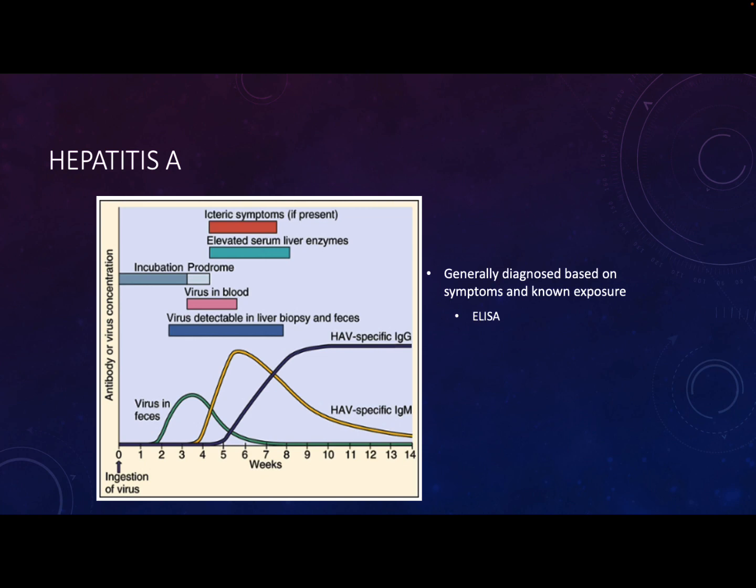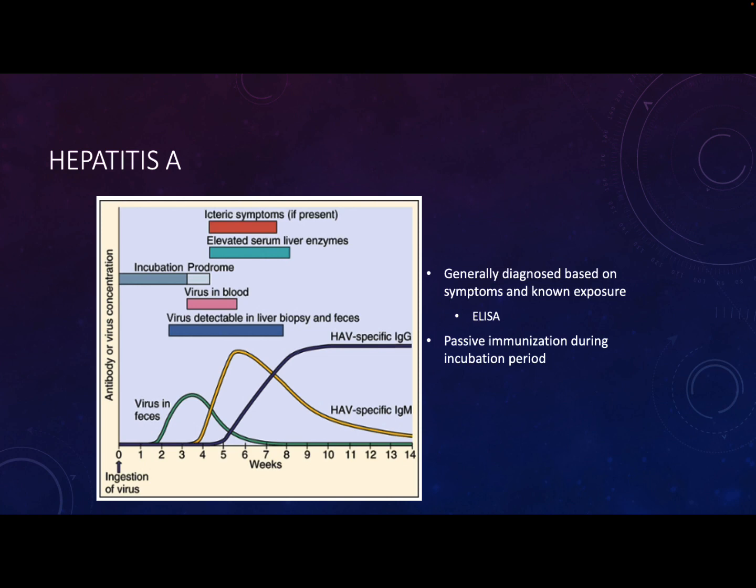Especially in the whites of the eyes, but also in the skin tone as well. In some patients, you may not see the skin color look more yellow, but the whites of the eyes will start to look yellow. That always indicates something's wrong with the liver. So it's generally diagnosed based on symptoms, especially jaundice, and known exposure.